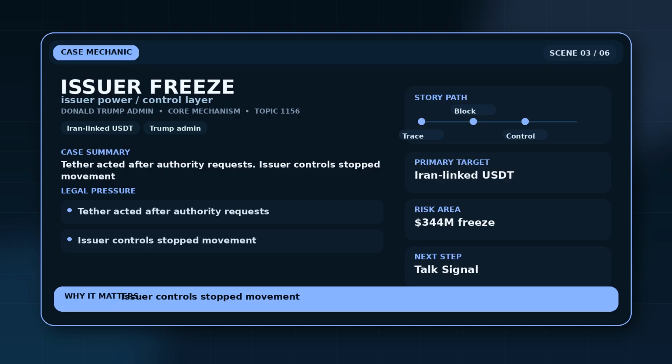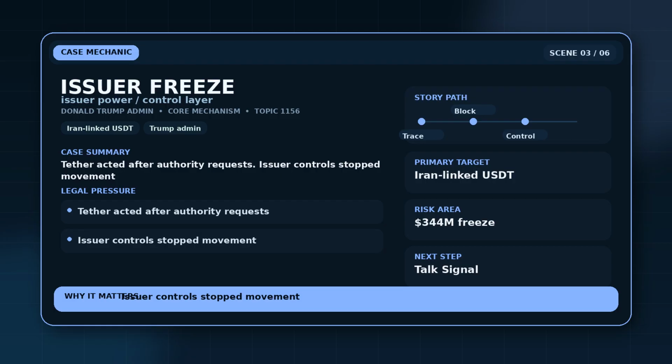The mechanism is issuer cooperation. Once authorities flag addresses, Tether can freeze USDT at the contract level and prevent further movement. In plain English, the mechanism explains why the headline matters. For Iran-linked USDT, it is not a side detail. It is the reason the event can affect users, markets, or institutions.